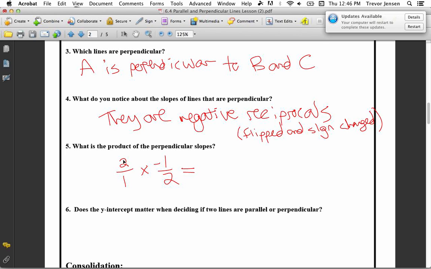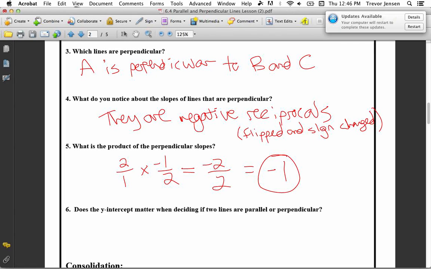So let's check that. When you're multiplying fractions, multiply the numerators. 2 times negative 1 is negative 2. Then multiply the denominators. 1 times 2 is 2. You get negative 2 divided by 2, which is equal to negative 1. And that will always be the product of perpendicular slopes.